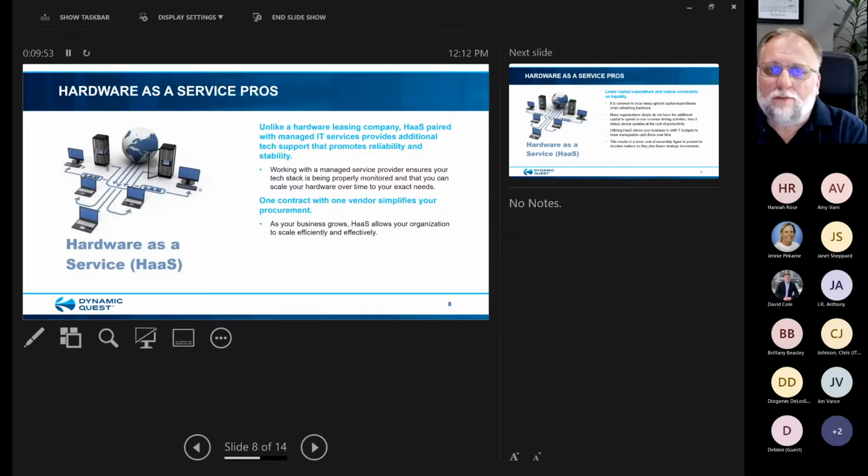So the pros and cons. Unlike hardware leasing, hardware as a service paired with managed IT service provides additional tech support that promotes reliability and stability. So that's a major pro. It works with your managed service provider, ensures your tech stack is being properly monitored, and that you can scale with your hardware over time. It is a major pro, no question about it. Much different than leasing in that regard because it is paired with managed services.